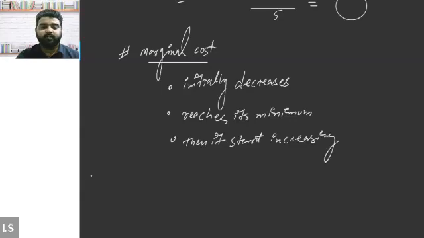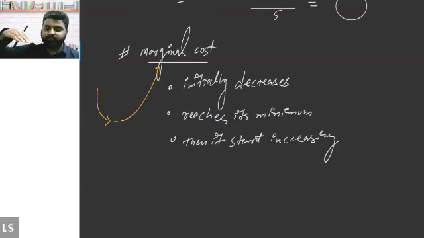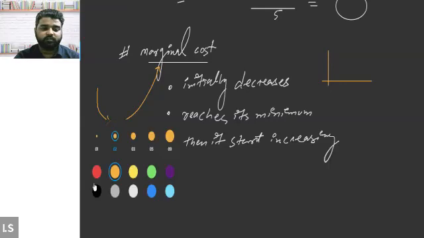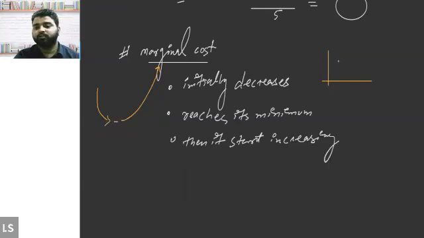So initially it will decline, it will go down, it will reach its minimum point, and after that point it will start increasing. And once it starts increasing, it never looks back, it will keep on increasing. So if something initially declines, reaches its minimum point, and then starts increasing, it will make a U-shaped curve. When you draw the diagram of the marginal cost curve, you will notice that it always makes a U-shaped curve. It's something like this.